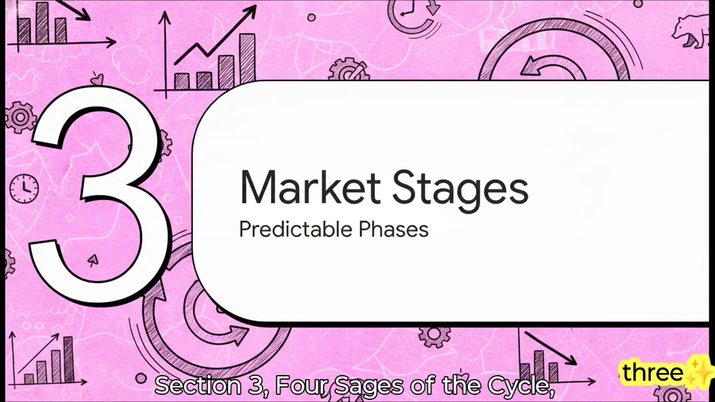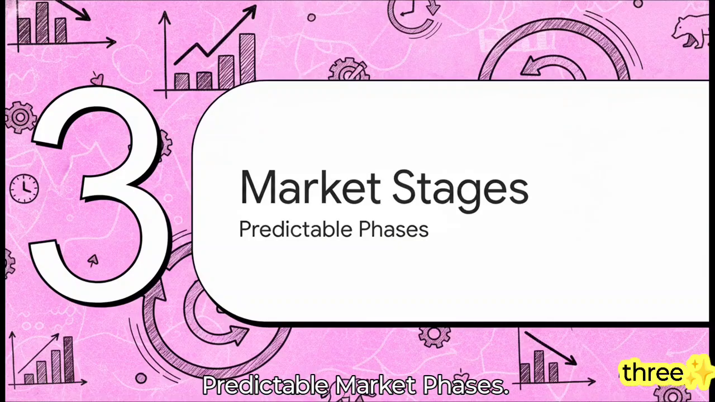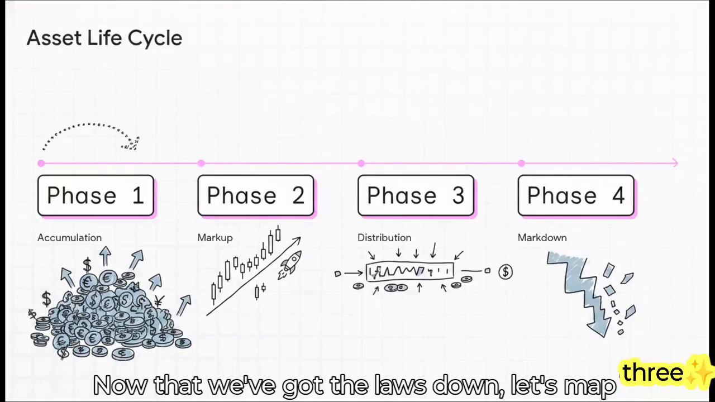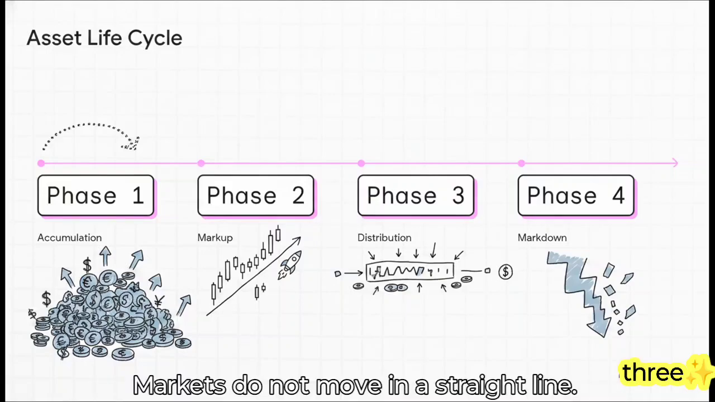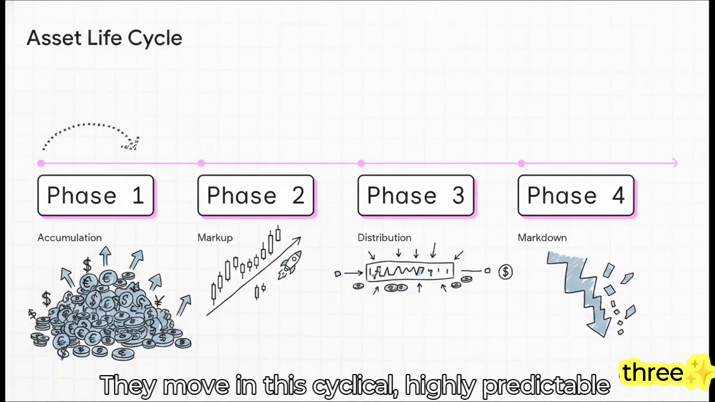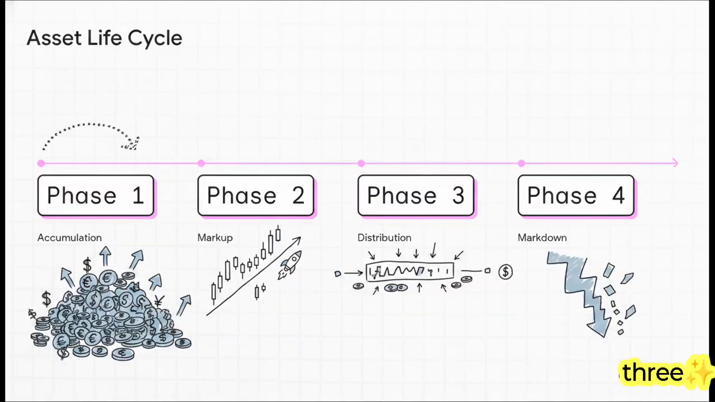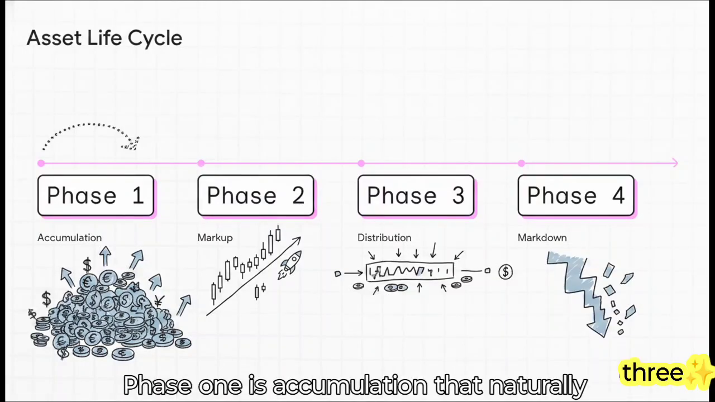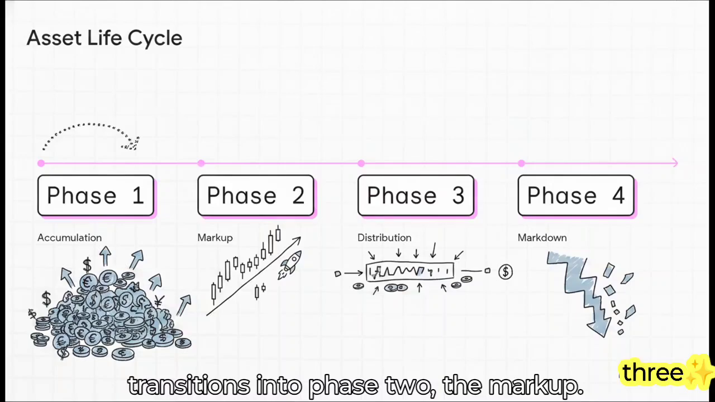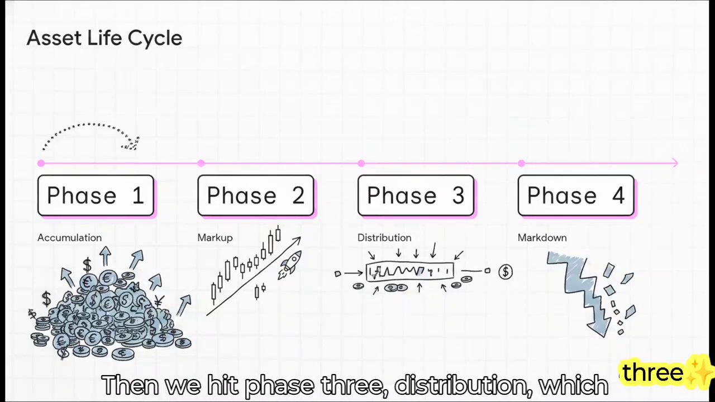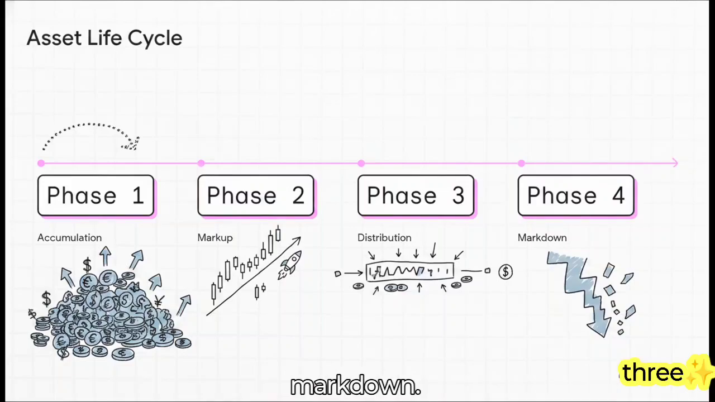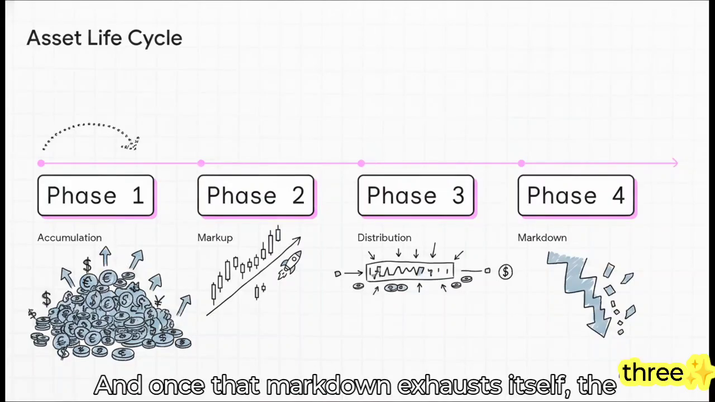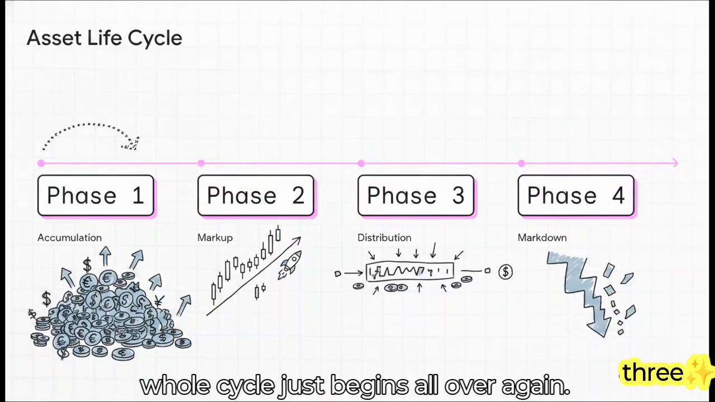Section 3, 4 stages of the cycle, predictable market phases. Now that we've got the laws down, let's map out exactly what this looks like on a real chart. Markets do not move in a straight line. They move in this cyclical, highly predictable rhythm. Think of this as the life cycle for pretty much any traded asset. Phase 1 is accumulation. That naturally transitions into phase 2, the markup. Then we hit phase 3, distribution, which ultimately crashes down into phase 4, the markdown. And once that markdown exhausts itself, the whole cycle just begins all over again.